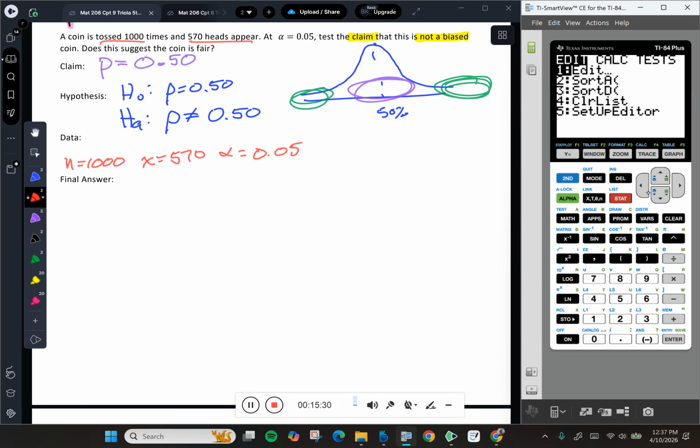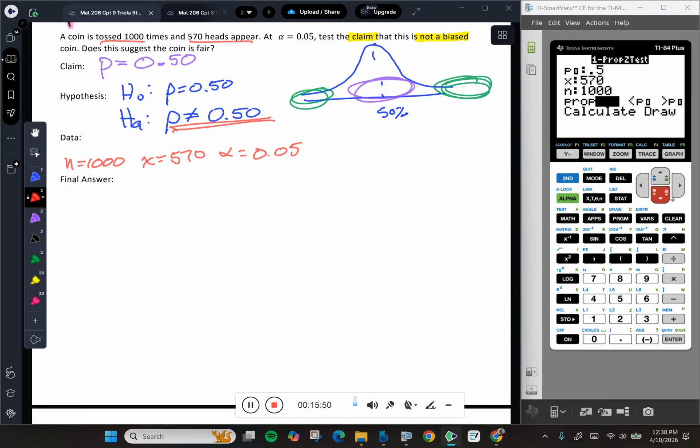Back to stats, over to tests, down to 1-PropZTest, because this is a one proportion test with a z-test doing the math. My p sub 0 is 0.5 from the null hypothesis. My x is 570. My n is 1,000. And I'm running a not equal to, two-tailed test.